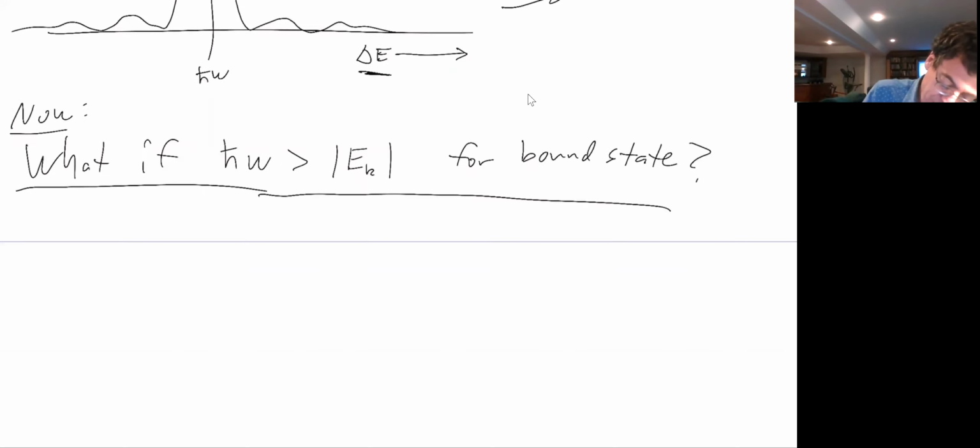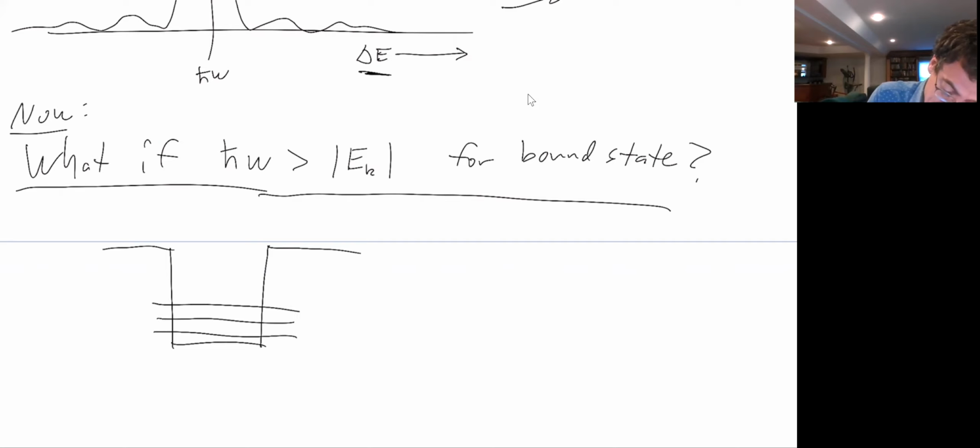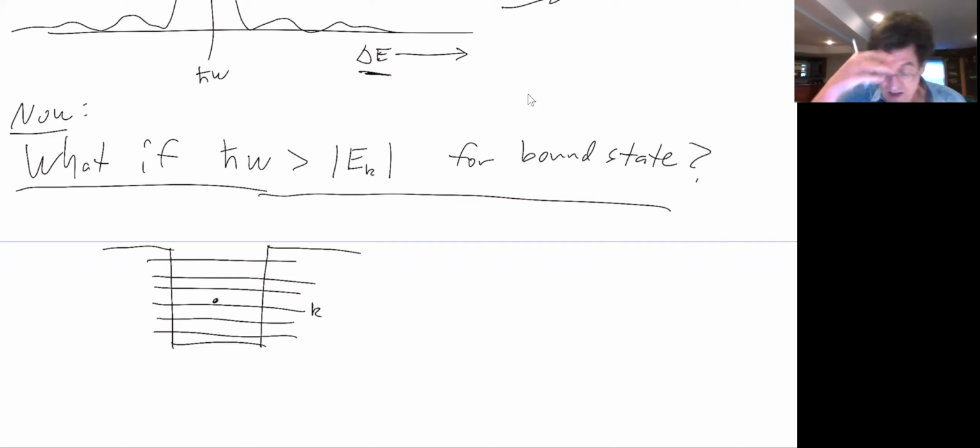Because what we're doing is, this is the picture that I've been drawing for you over and over, that we have some box or atom, because an atom is like a box, and we're sitting here in the kth state. And so that means that this E_k is a negative number, because it's a bound state. It's a bound state, so E_k is a negative number.